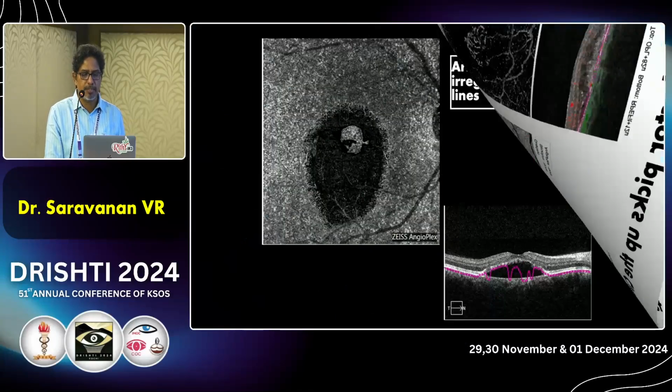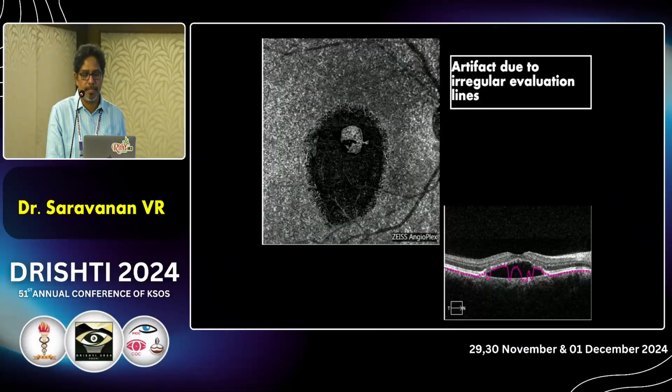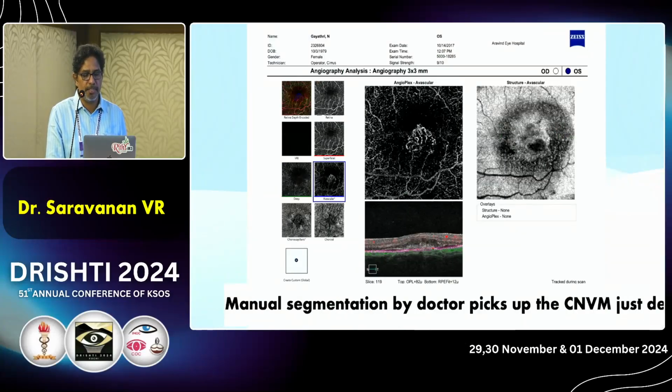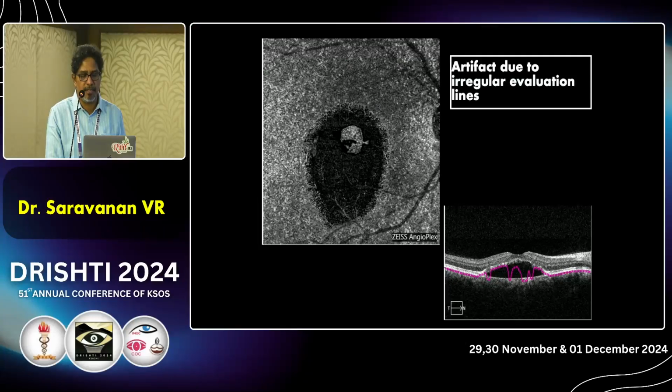And if the automatic segmentation is not proper, you can get multiple mistakes actually happening. Here you can see the original image captured and the segmentation done by the machine. The CNM is totally absent, but because we knew that the CNM is there, we have to manually resegment it to depict the CNM. So if you are going by only the report, you can always easily miss the optical coherence tomography picture.